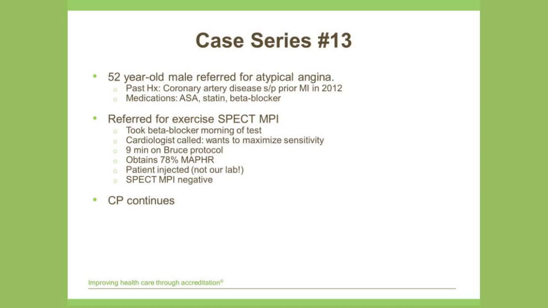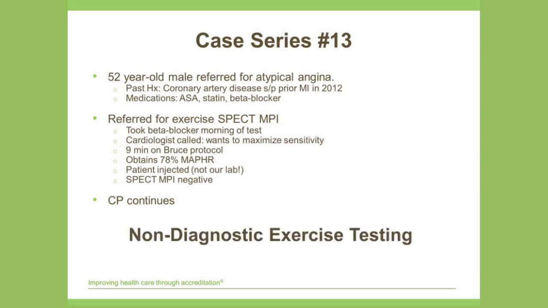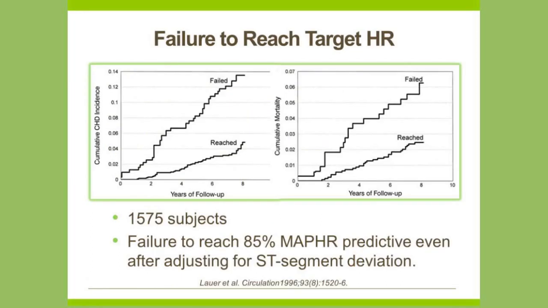Patient was injected, and the SPECT MPI was negative, and the chest pain continued. So the question is, does this patient actually have obstructive coronary disease? So the first point is that failure to reach target heart rate actually has prognostic significance. You can see there's a higher incidence of coronary heart disease and mortality if you fail to reach your target heart rate.